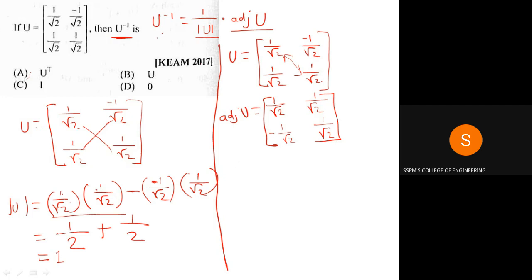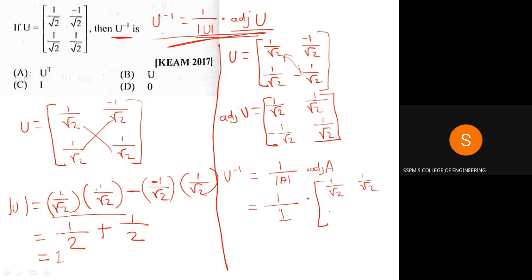Now according to this formula, U inverse is equal to 1 upon determinant of A into adjoint of A. What is determinant of A? Determinant of A is 1, and adjoint of A is equal to 1 upon root 2, 1 upon root 2, minus 1 upon root 2 and 1 upon root 2. This is according to the definition. So 1 upon 1 is equal to 1, so we need not consider this. This is not going to change anything for this matrix. So the answer is this matrix.